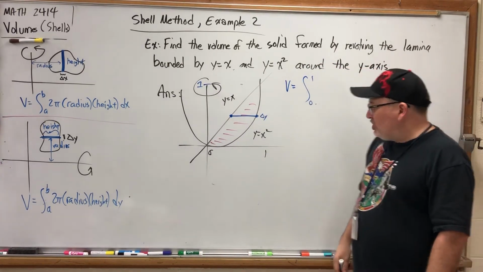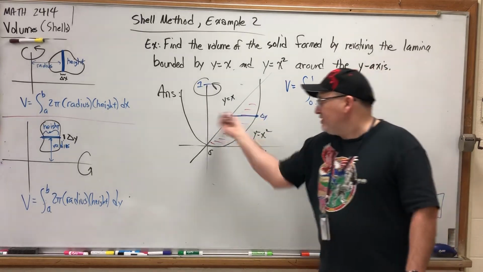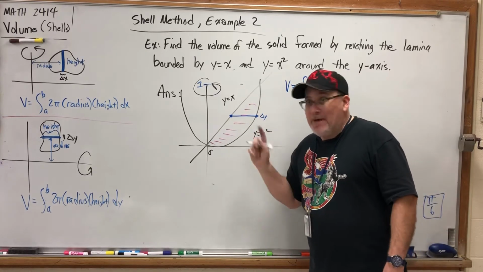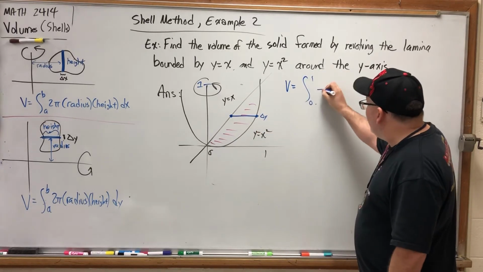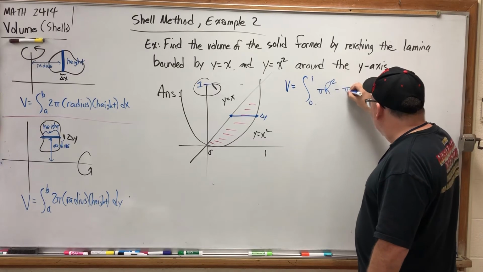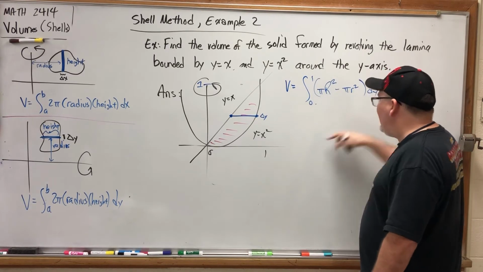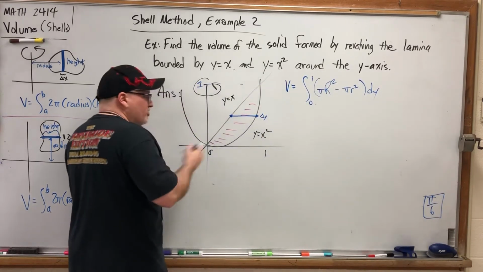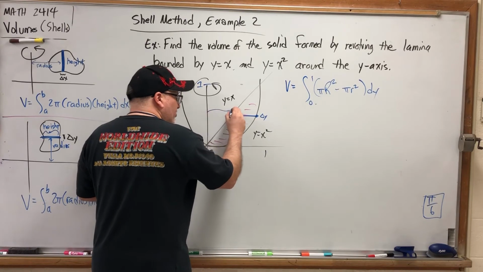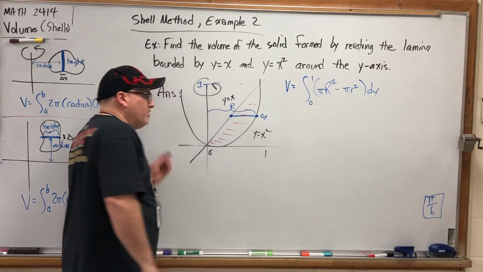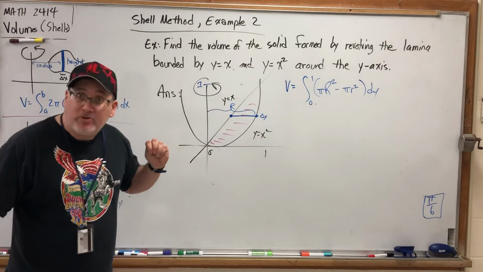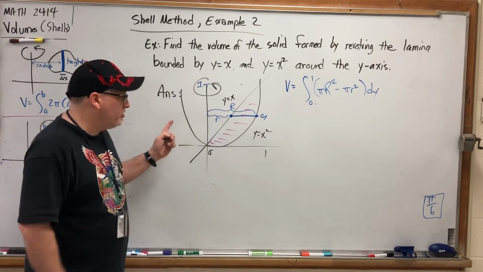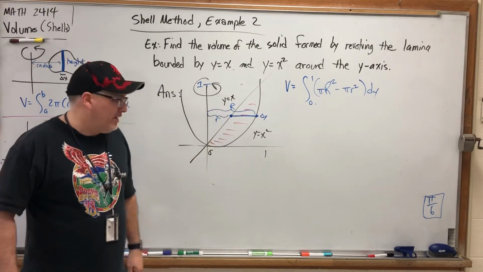But this will be a washer, because when I take this little stick and rotate it around, I get a washer with a hole in the middle, also because the axis of rotation is not a boundary on the lamina. But the volume is going to be pi big R squared minus pi little r squared dy. Remember that capital R is the outer radius, which is the distance from the axis of rotation to the furthest boundary on the lamina. And little r is the inner radius, which is the distance from the axis of rotation to the nearer boundary of the lamina.